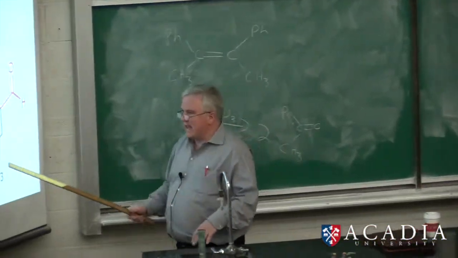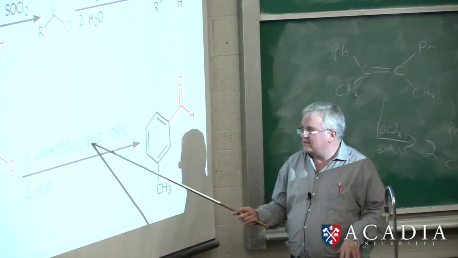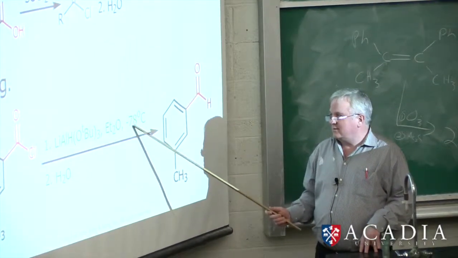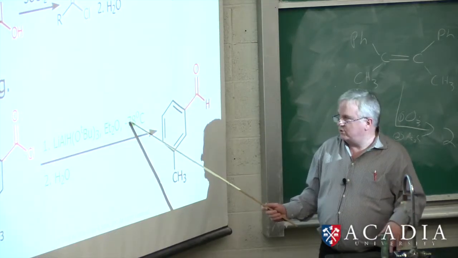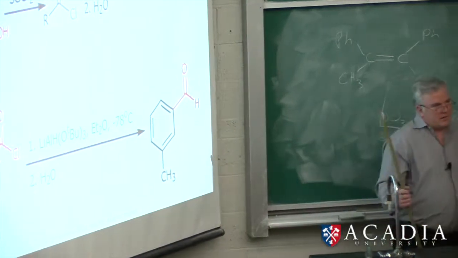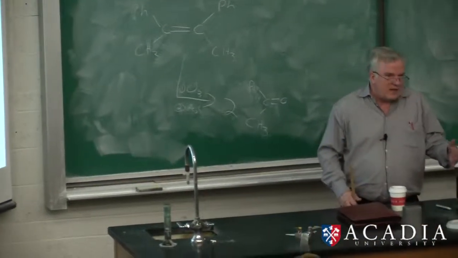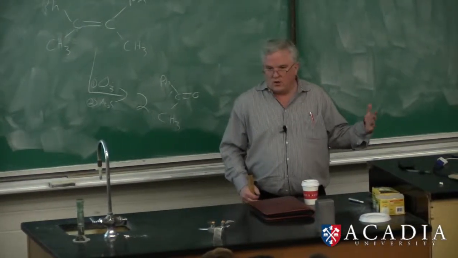This is just another example. We usually do these things in ether, and we want to go to quite cold temperatures. We use minus 78 a lot. You guys probably don't know why we use minus 78. Why don't we use minus 75 or minus 81?